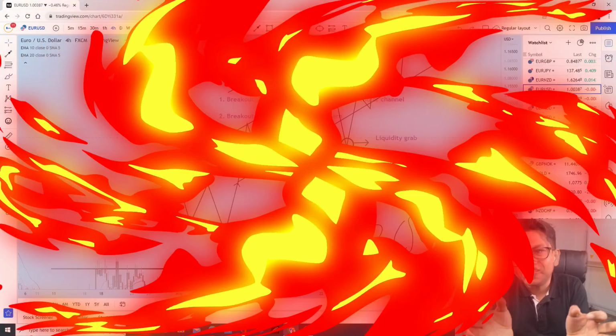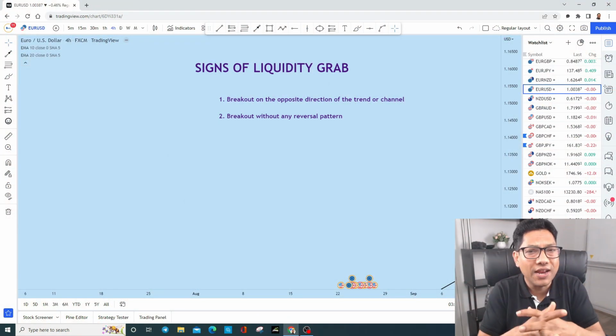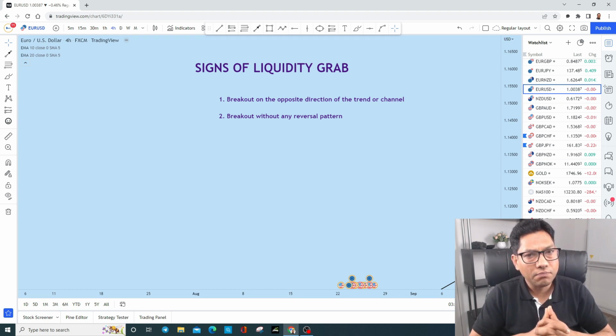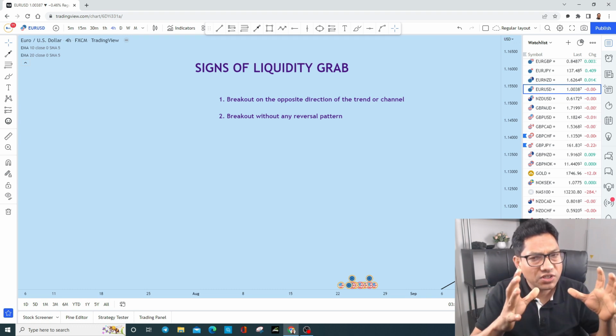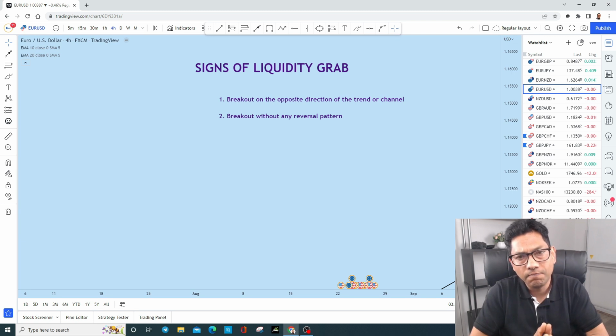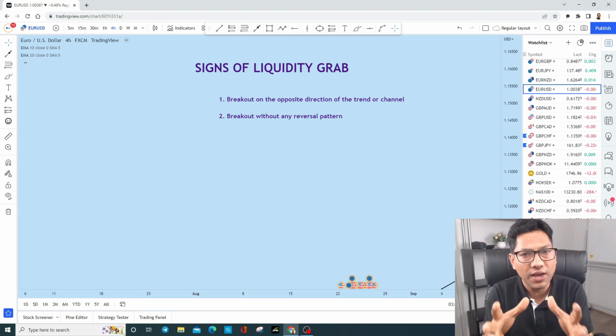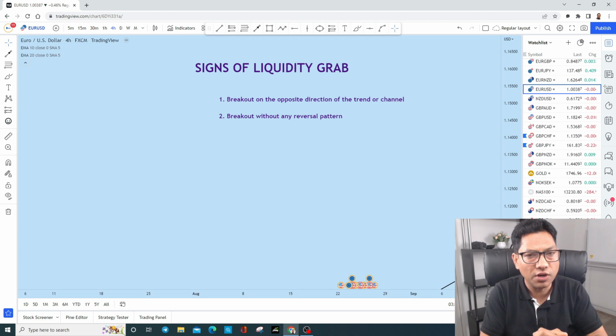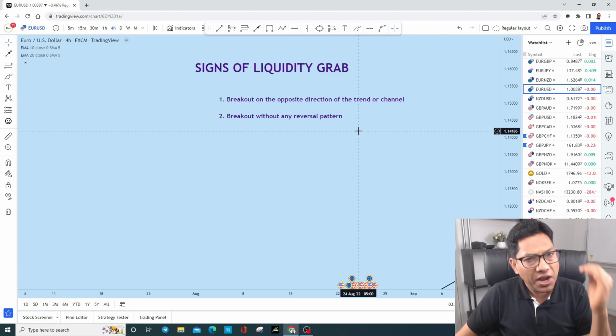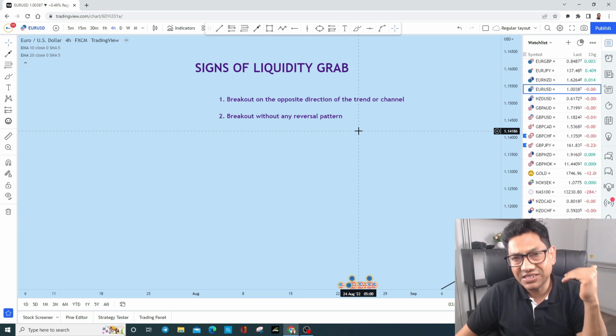Okay, so now let's look at the signs that can help you understand it could be a liquidity gap, but we will wait for the confirmation. First of all, some signs that can give you an idea that it could be a liquidity gap, but you still need to observe. So the first sign of liquidity gap is a breakout in the opposite direction of the trend or channel. This is the most important sign of liquidity gap.